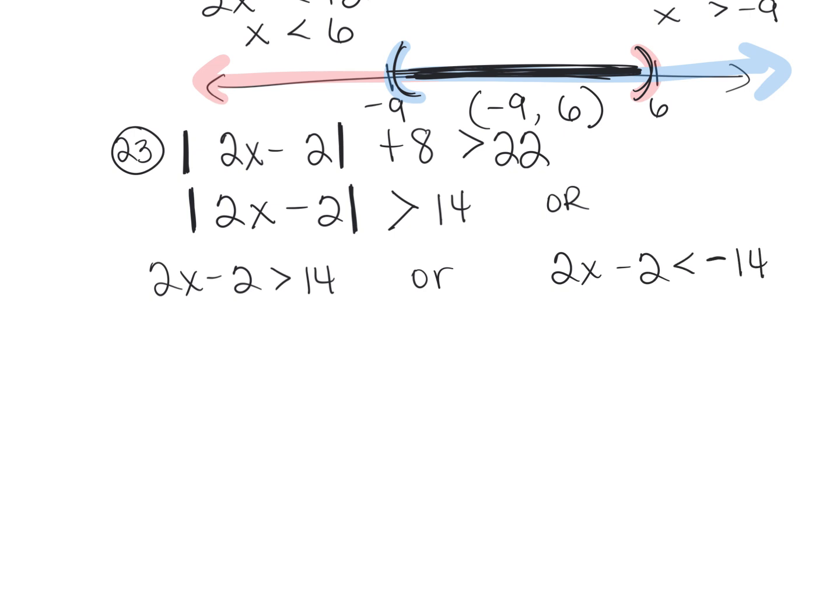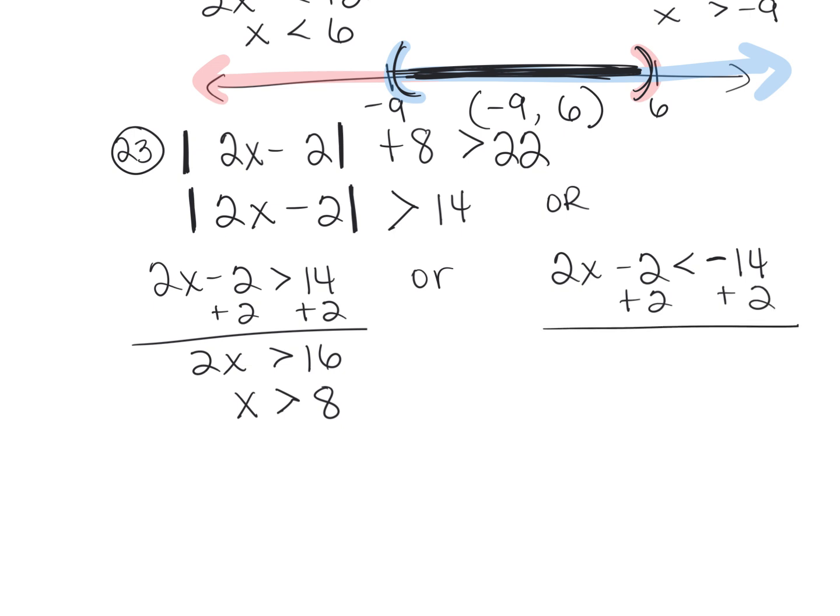So I go to solve these. I'm going to add 2 here and here. So I have 2x is greater than 16. So divide by 2 and you get x is greater than +8. Over here, again, we're going to add 2 to both sides of the inequality. I have 2x is less than -12. And dividing by 2 is going to give me that x is less than -6.